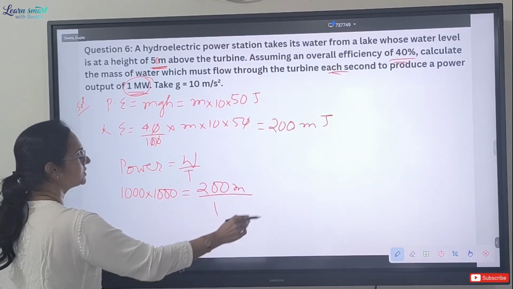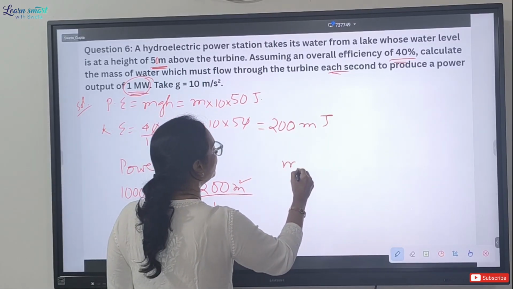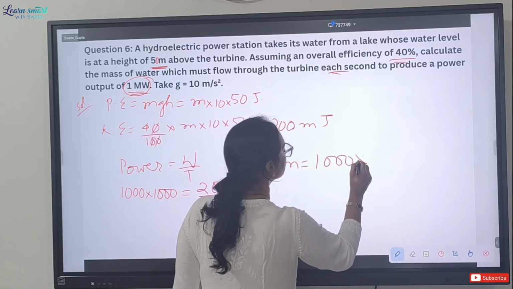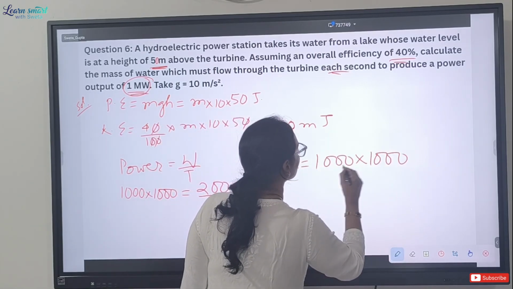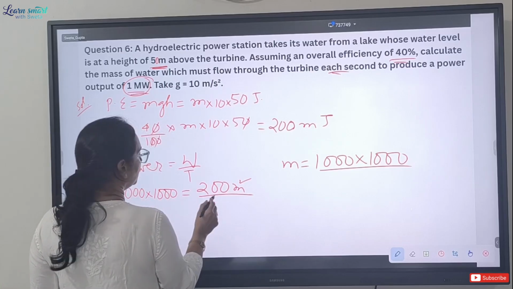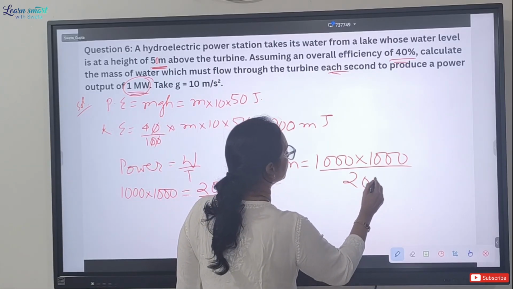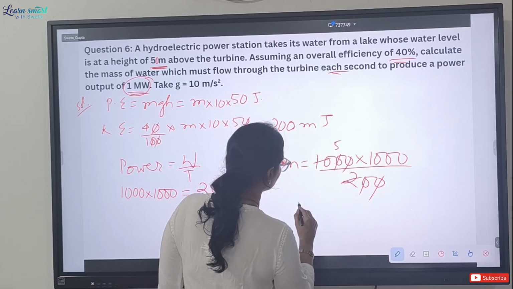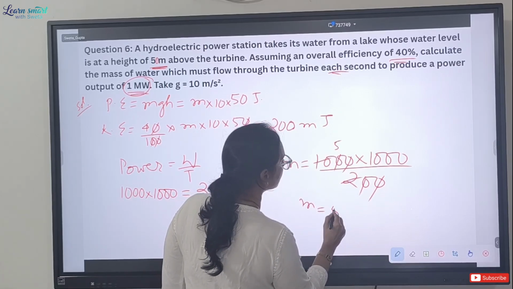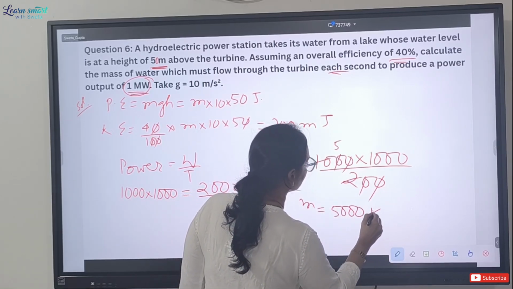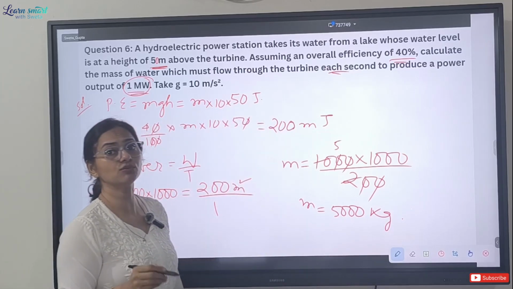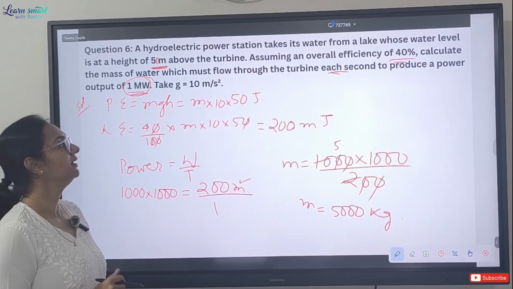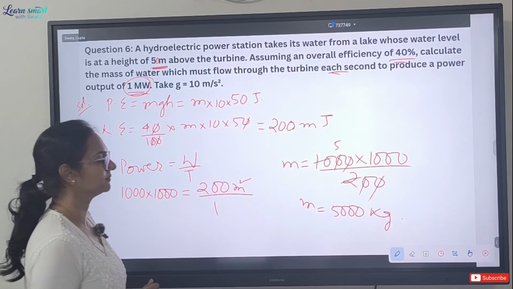Now from this just calculate m. So m will be what? 1000 into 1000 upon 200. So the mass of water, you will get it as 5000 kg, and this is how you can calculate, right? Let's see the next question.